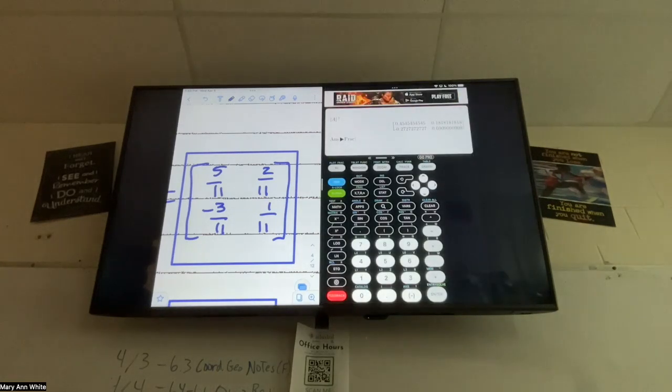So fraction, and then we press enter and I get 5/11, 2/11, -3/11, and 1/11, which is exactly what we got last time, right? Cool, right?